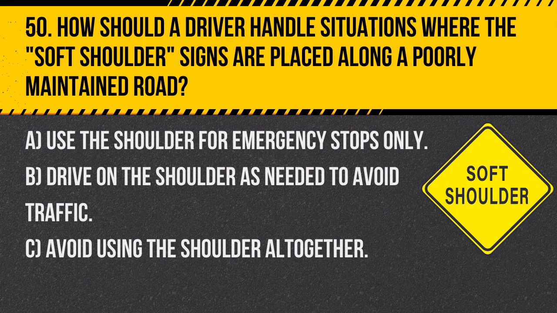Question 50. How should a driver handle situations where the soft shoulder signs are placed along a poorly maintained road? A. Use the shoulder for emergency stops only. B. Drive on the shoulder as needed to avoid traffic. C. Avoid using the shoulder altogether.